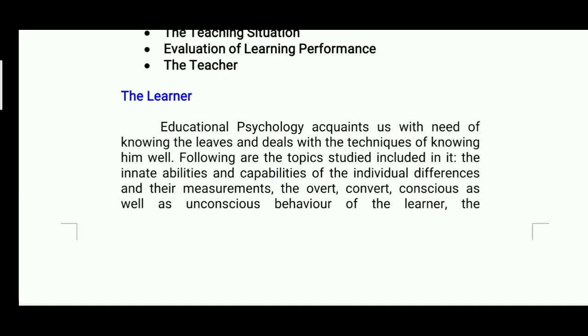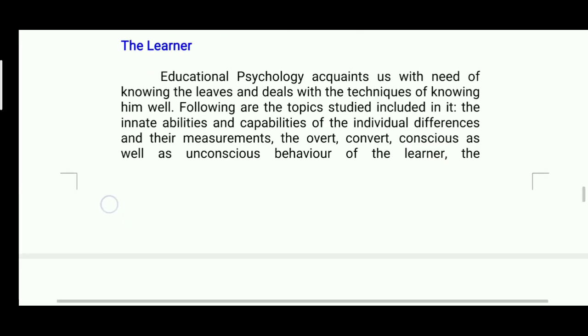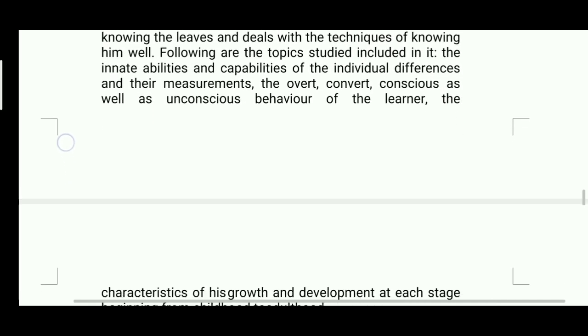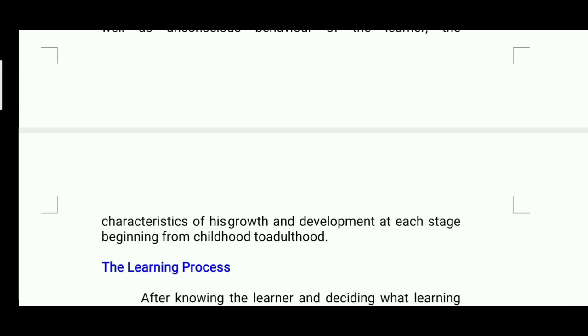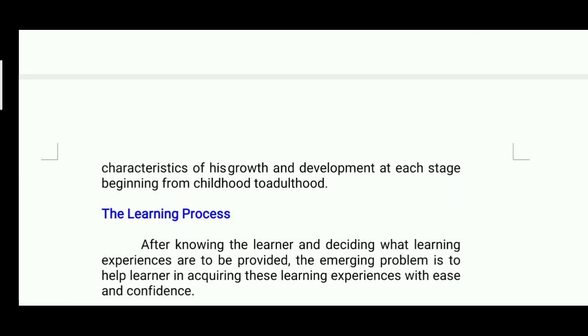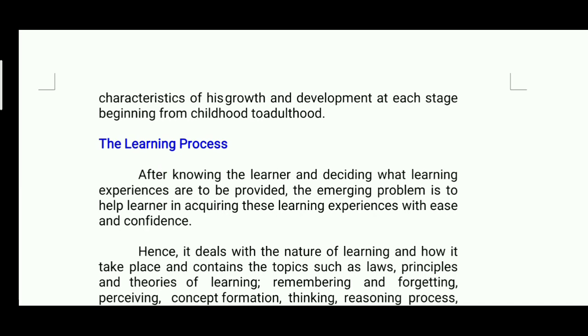So overt, covert, conscious as well as unconscious behavior of the learner: we have to understand the behavior of the learner also, and the characteristics of his growth, how he is going to be developed. Development, in what process and stages, must be decided and studied by educational psychology from childhood to adulthood. Learning process: after knowing the learner, the learning experiences to be provided are described.